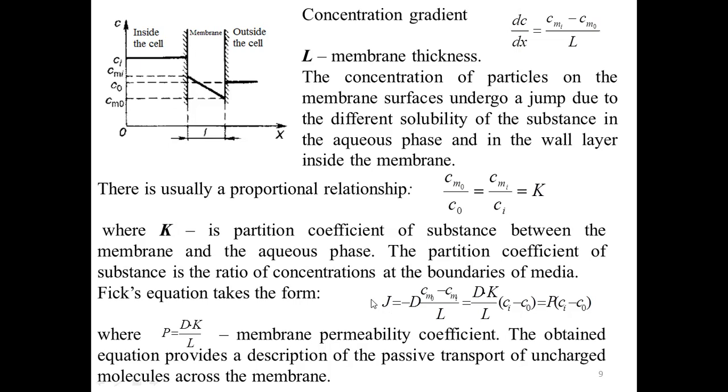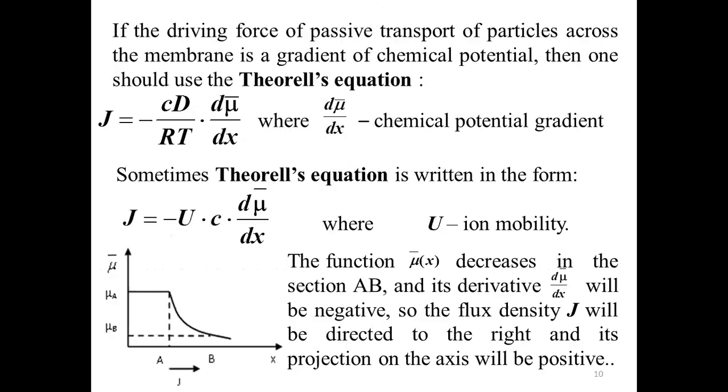So we can replace our concentration gradient in Fick's law and obtain such a simple expression where P represents the membrane permeability coefficient. And the obtained formula provides us a description of passive transport of uncharged molecules across the membrane.